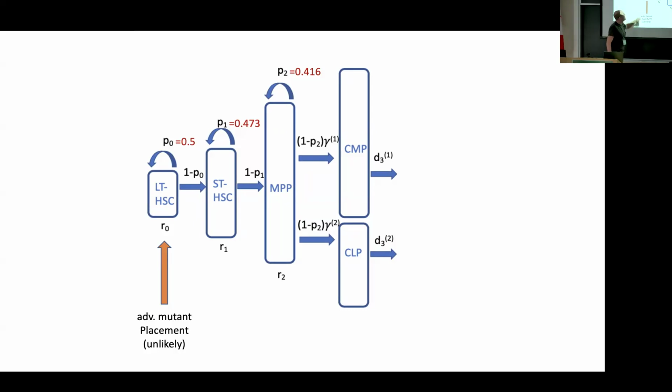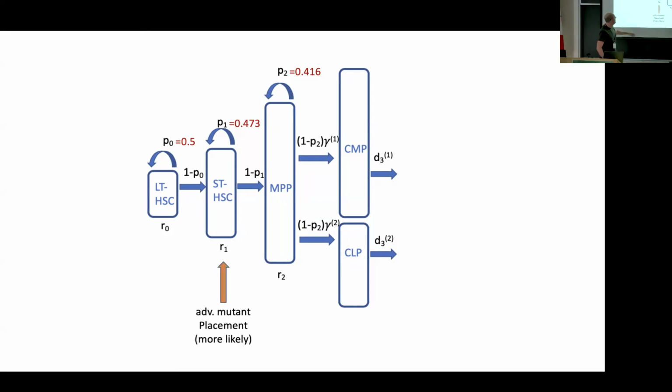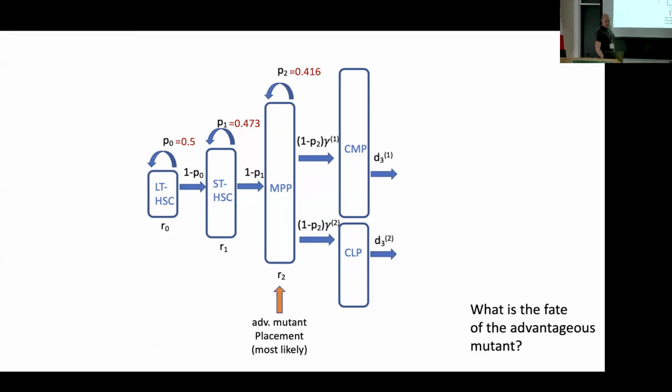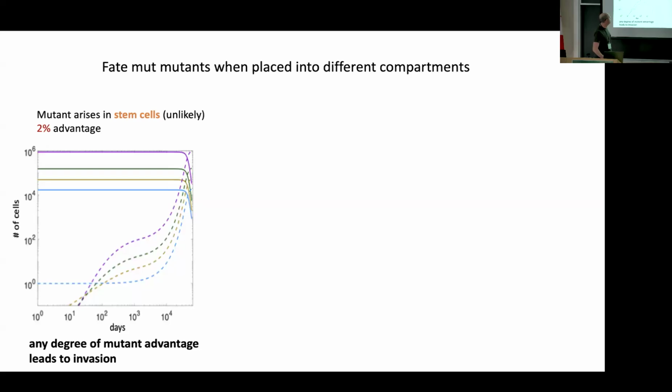You can place them into various compartments. You can place them in the long-term stem cells. This is a compartment where they are least likely to emerge because, as I showed you before, these cells divide very rarely, and so the probability of actually generating a mutant in here is very small. We can put them into the downstream compartments where they replicate faster. There's a higher probability for that. And so what is the fate of these mutants if you place them into the individual compartments?